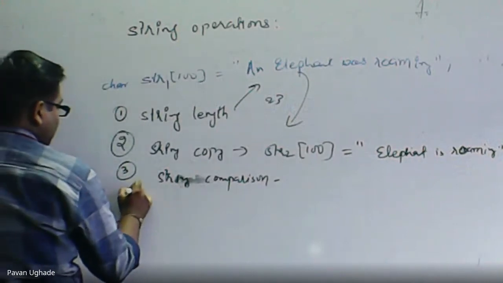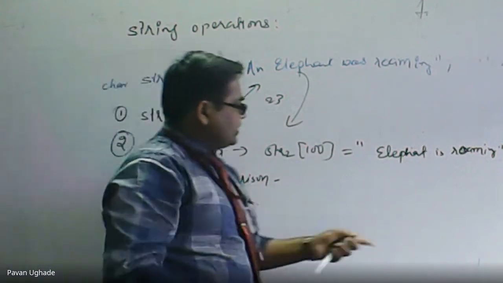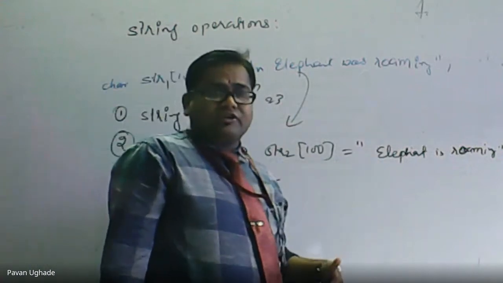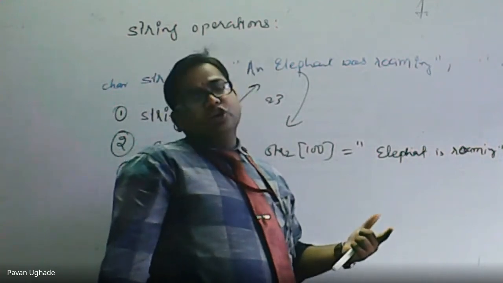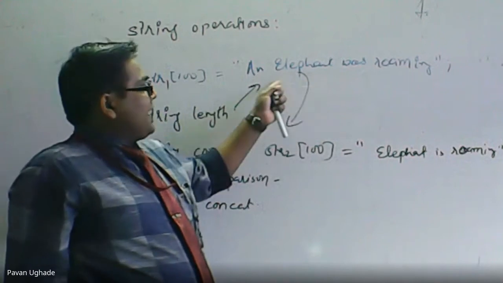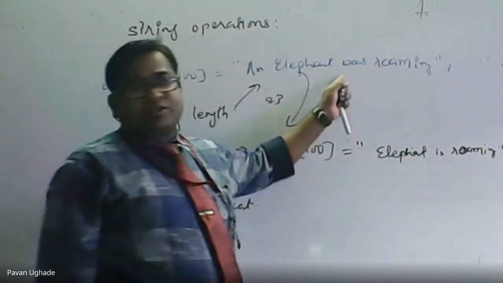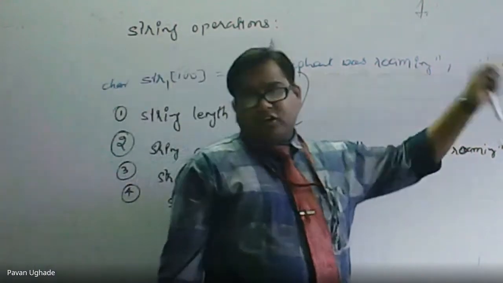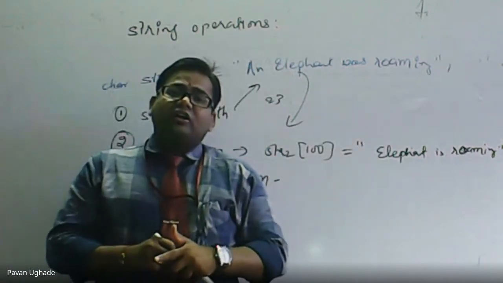Another is string concatenation. Here we will be concatenating string 1 and string 2. You have to mention which string you are concatenating and to which string you are concatenating it. If I concatenate string 2 to string 1, the output will be "an elephant was roaming, elephant is roaming". We are just attaching the string to string 1. If I concatenate string 1 to string 2, it is "elephant is roaming, an elephant was roaming". So it defines how you are doing the concatenation.